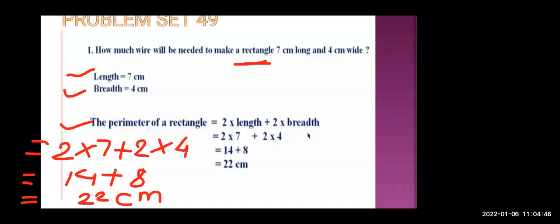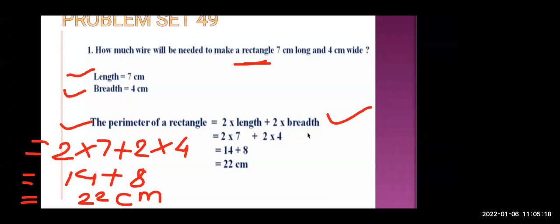आपको फॉर्मूला याद रखना है. फॉर्मूला याद होने के बाद आपको what you have to do, you have to apply the values apply करना है. Length is given 7 and breadth is given 4. Formula is 2 into length plus 2 into breadth. Then 2 into 7 plus 2 into 4. 2 7s are 14. 2 4s are 8. 14 plus 8 will become 22. So it is 22 centimeter.